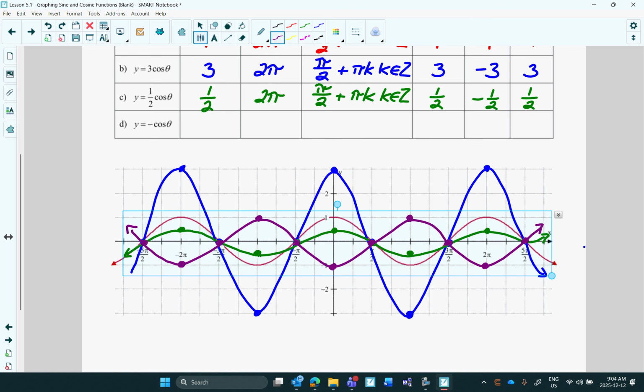So there's no number in front, so the amplitude is no different than the original. It's 1. It didn't stretch horizontally, so the period is still the same as the rest of them, 2 pi, which means that the zeros or x-intercepts are the same. However, the y-intercept has now become -1. The minimum is -1 and the maximum is 1. Same as y equals cos.